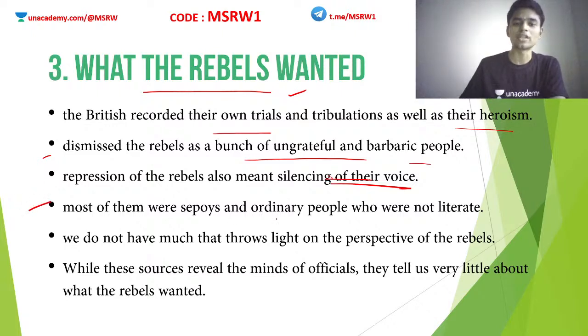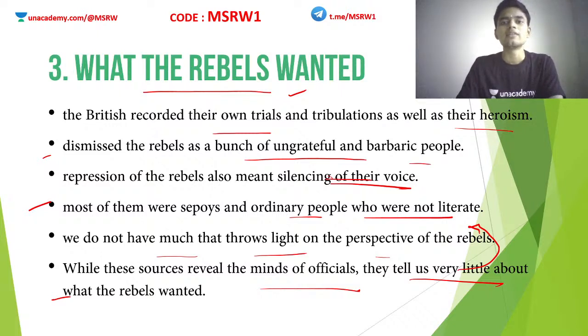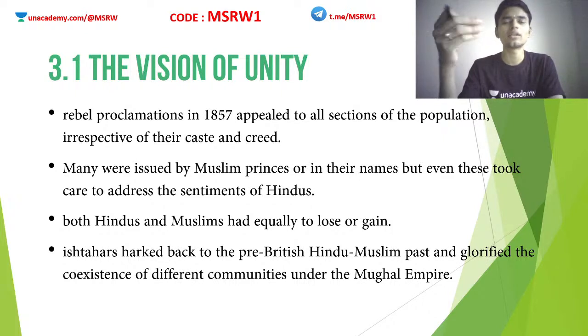Most of them were shipboys and ordinary people who were not literate. Already explained this point. We do not have much to throw light on the perspective of the rebels. Why? Because most of them were illiterate and they did not keep adequate resources or materials for future use. While these sources reveal the mindset of officials, they tell us very little about the rebels' mindset. So we have to put our faith in the British records a lot to understand what happened around this time. The problem is that we cannot take everything for granted because almost all of these records are very much biased in the British favor.